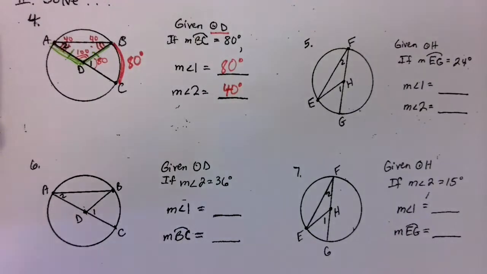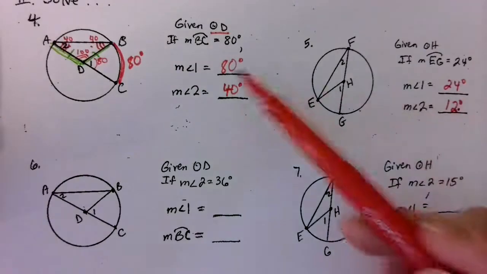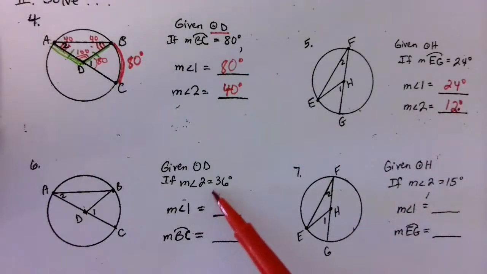Cool, so hopefully you were able to get that example: angle 1 is 24 degrees and angle 2 is 12 degrees. I used the exact same reasoning as the last one. That's interesting. I'm noticing a pattern here. I don't know if you are. 24 and 12, 80 and 40. Let's see what happens when we reverse it.